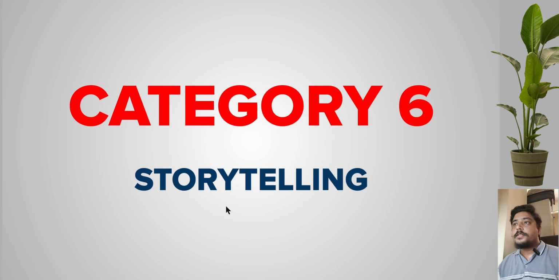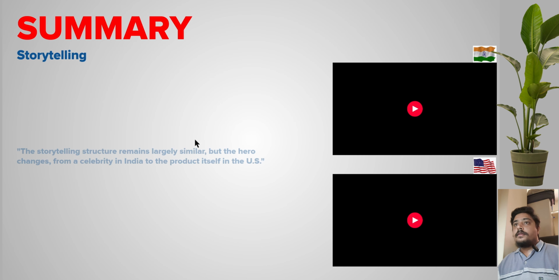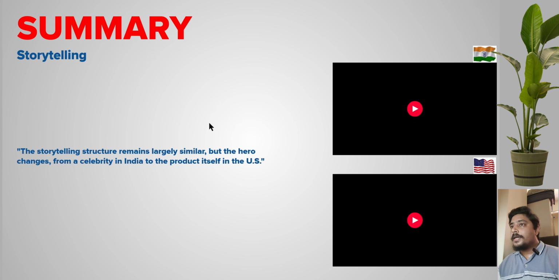Now let's move towards the next category, that is storytelling. In the storytelling, the structure remains largely similar, but the hero changes from a celebrity in India to the product itself in the US. So what this is trying to tell us is that in the Indian ad the celebrity was used to convey the message, but in the American ad the product itself was the hero.